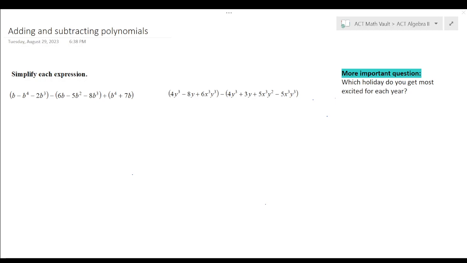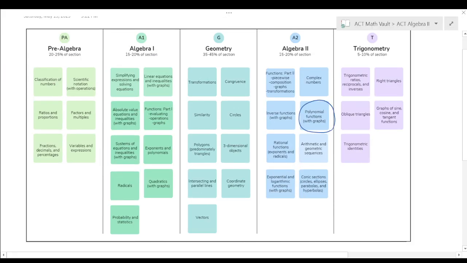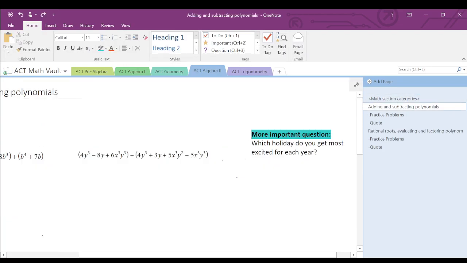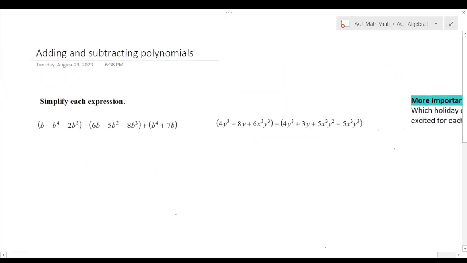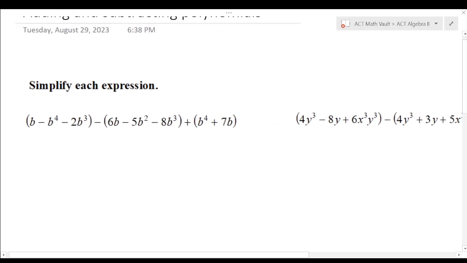So let's talk about the math section for a second. You can see polynomial related questions on the section, and it could be something like operations, like what we're doing today, or maybe something graph related. So today we have adding and subtracting.